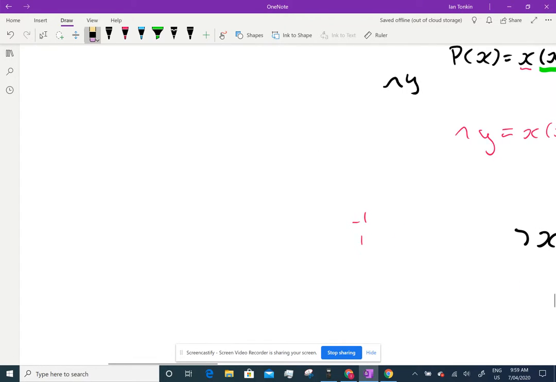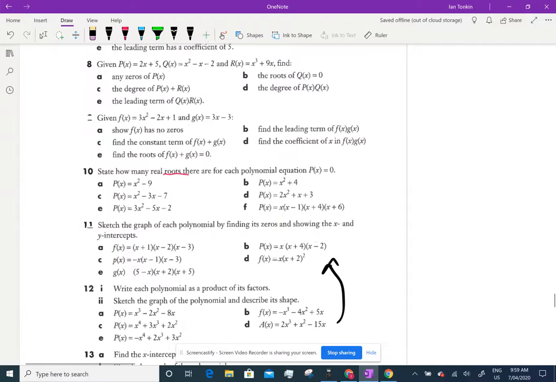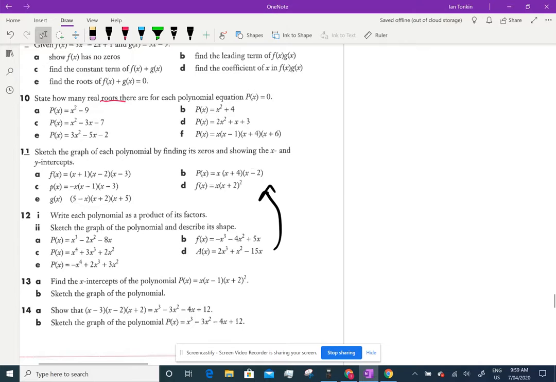I'll do 2 of these as well. I'll try and do a quartic and a cubic. So I'll do D and E. All right? You've got a cubic there. You've got a cubic positive, cubic negative, quartic positive. I'll do C and D. You see if you can do E.